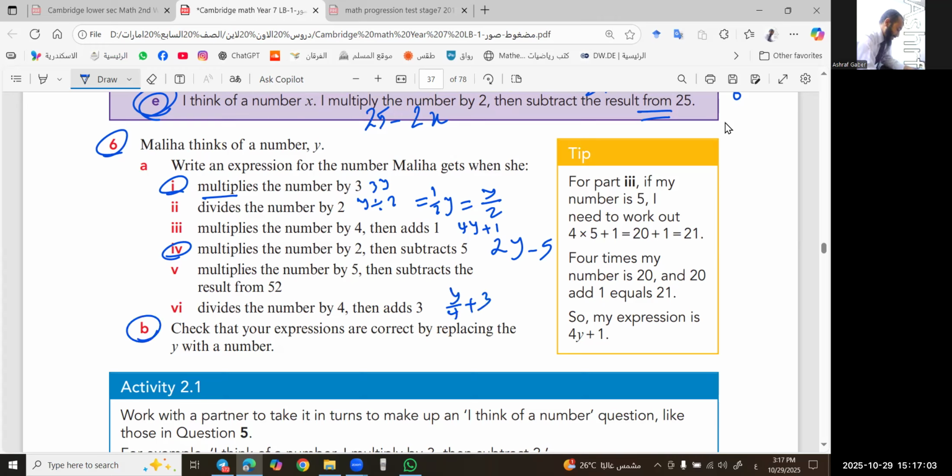In exercise B, check that your expressions are correct by replacing the y with a number. What does replacing mean? You remove the y and, for example, put 5, meaning y equals 5. What will the answer be? I will say 3 times 5 equals what? Equals 15. 5 divided by 2 equals 2.5, and so on. Okay.